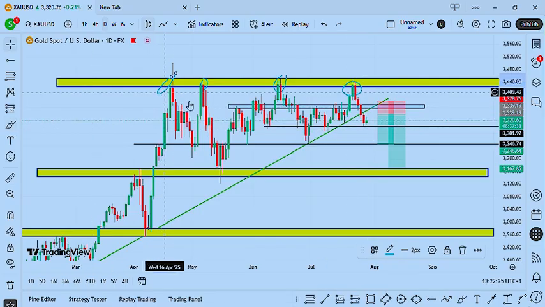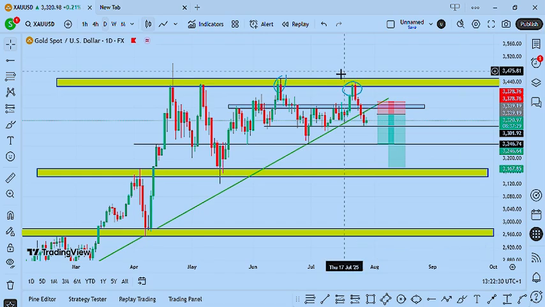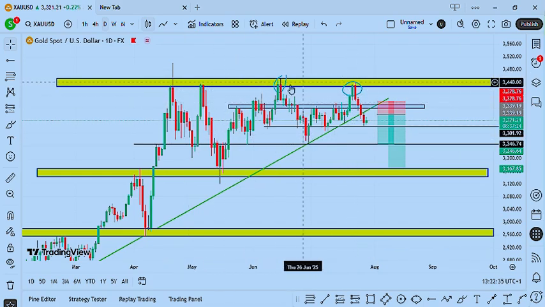This trend is about to reverse, because right now this is a double top that is formed right here on this daily time frame on gold. This is a double top.